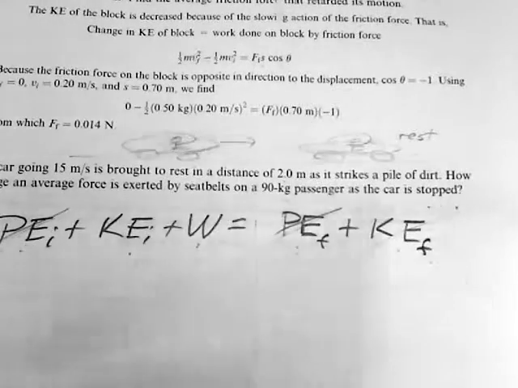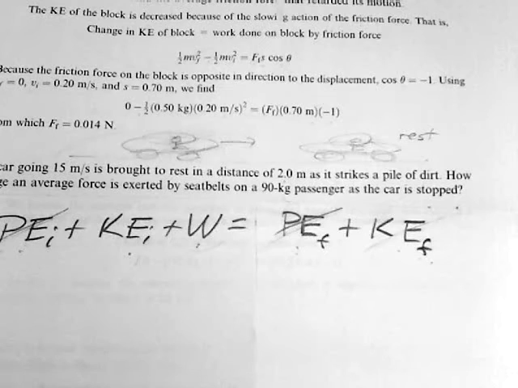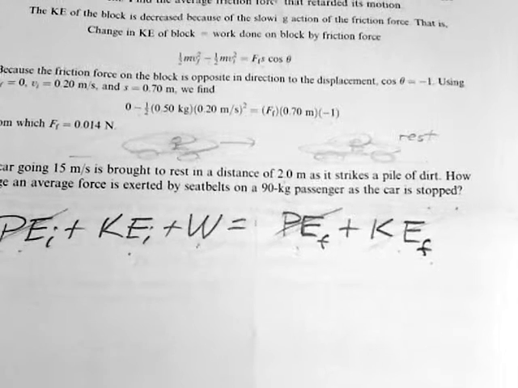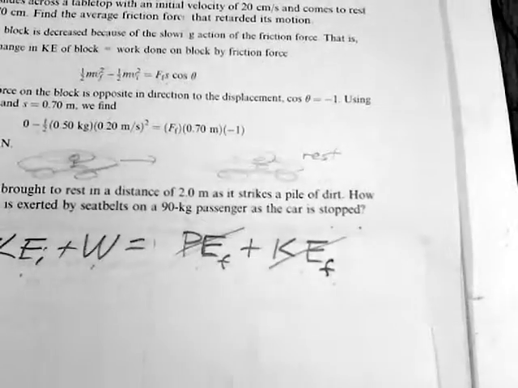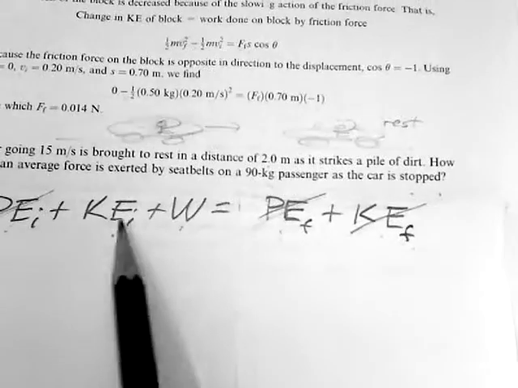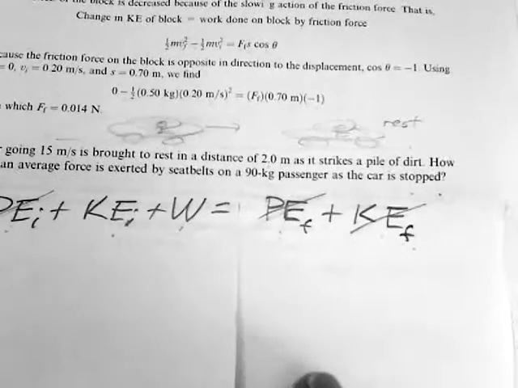This is 0 because it's on level ground. The mgh term is 0 both before and after, both at the beginning and end of the problem. You bring the person to rest, so their final kinetic energy is 0. Not too surprising, it's very similar to the last one.